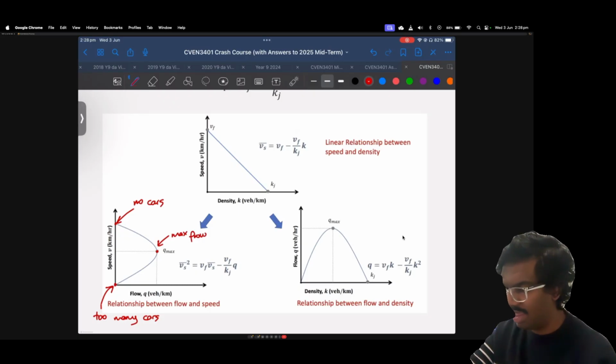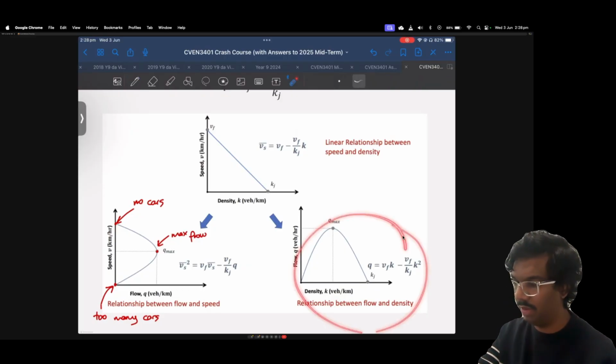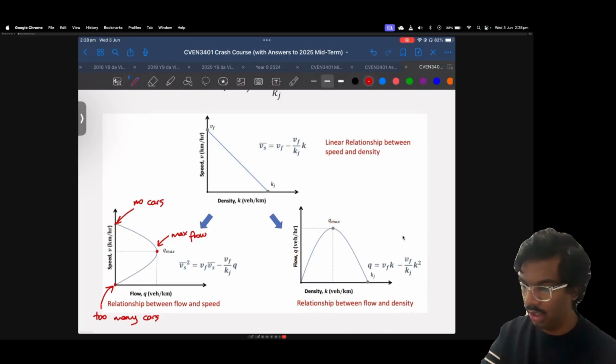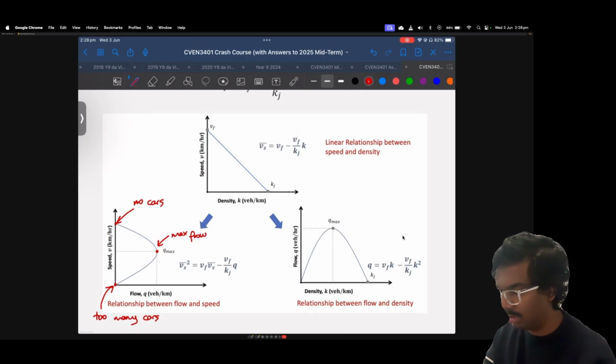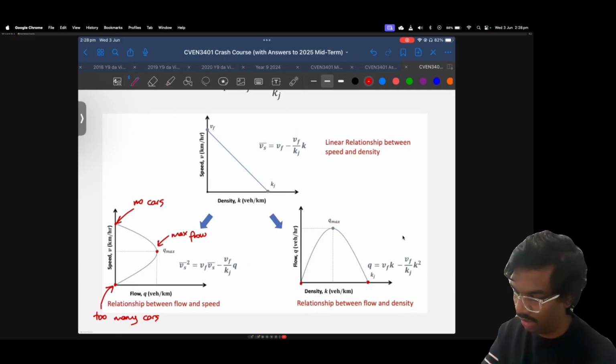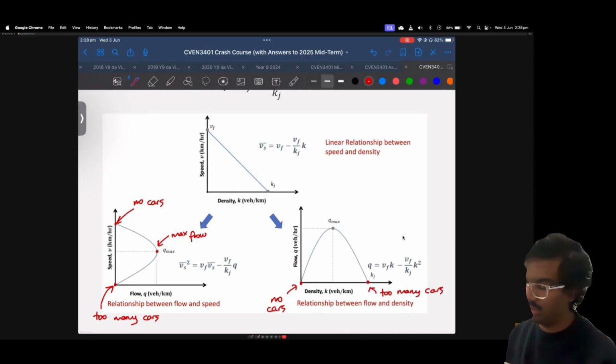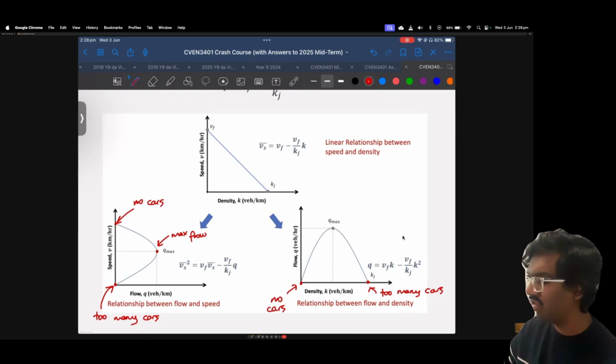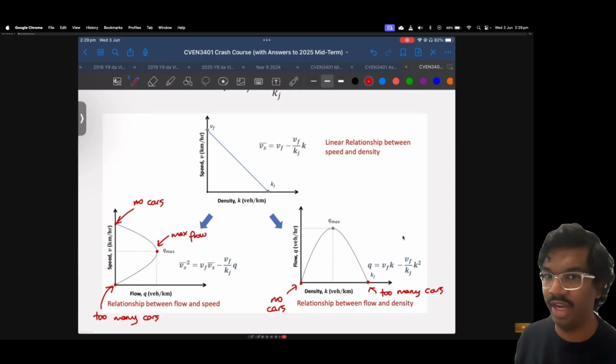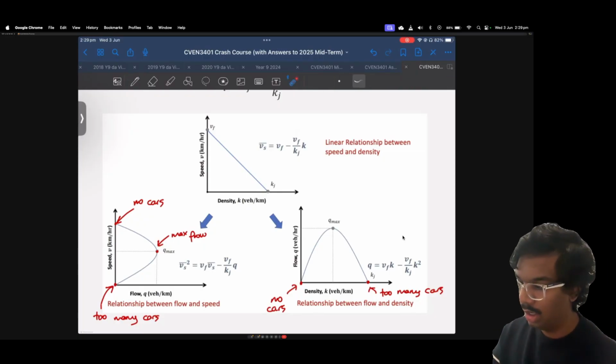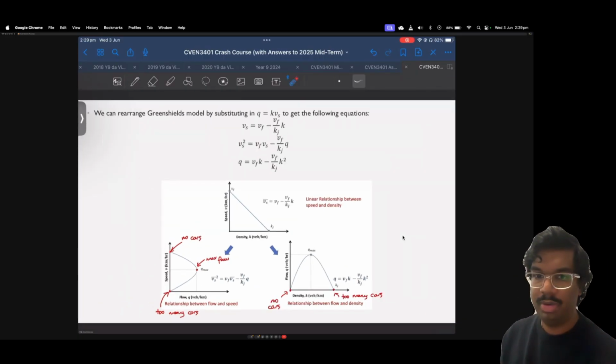Then we have this one, which is the relationship between flow and density, and you can see it's quite similar. Again, you can have zero flow either if there are too many cars or too few cars. No cars means no flow, and too many cars again means no flow. And once again, you have maximum flow at half of the maximum density. Theoretically, every road will have a maximum density where you genuinely cannot fit any more cars. These equations are going to help us with this question.